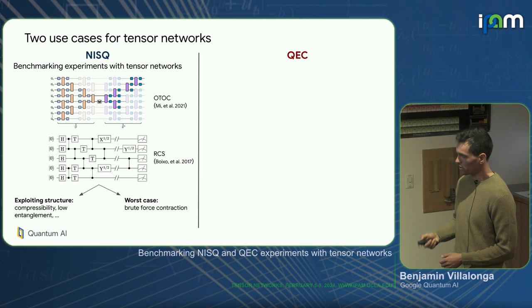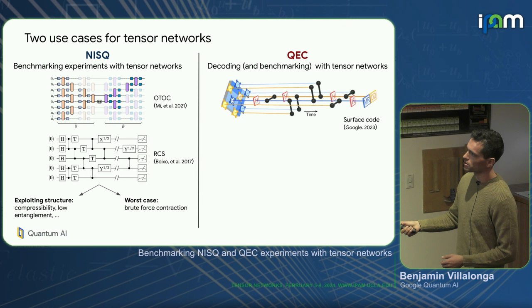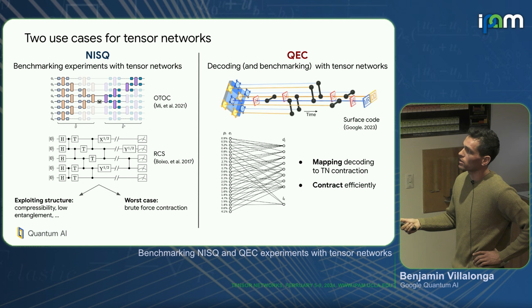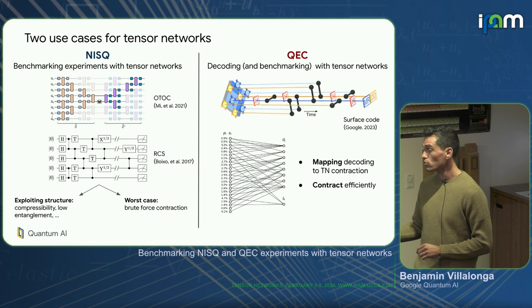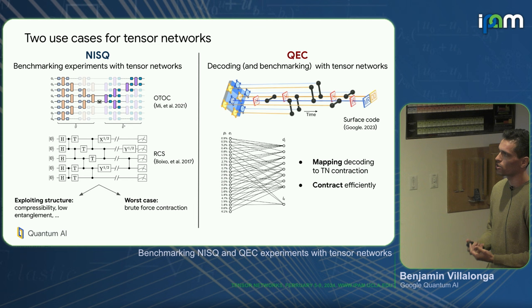On the other side of the spectrum, this QEC experiment, and this is just some cartoon for illustration, comes from our recent experiment. What you need to do is to try to figure out what errors occurred on your system and try to correct them. In order to do that, you can have an understanding of what underlying error model you have in your system.